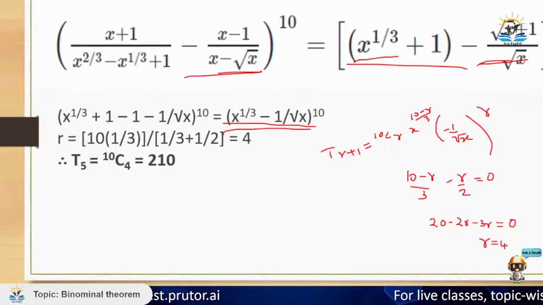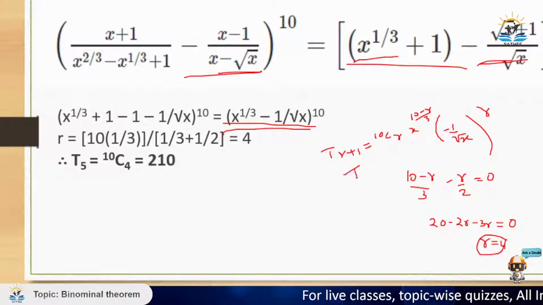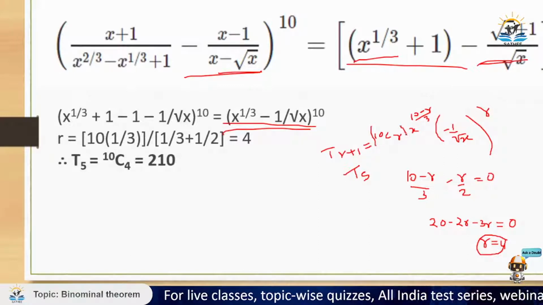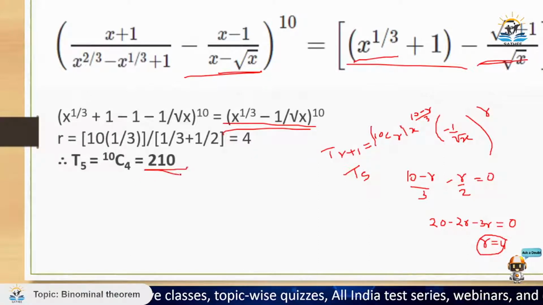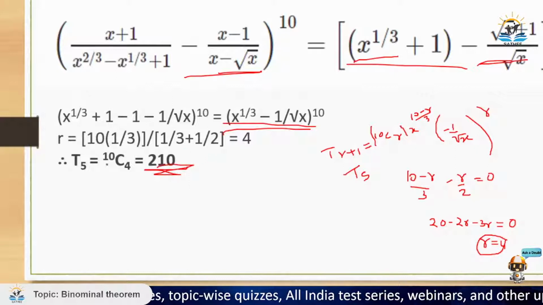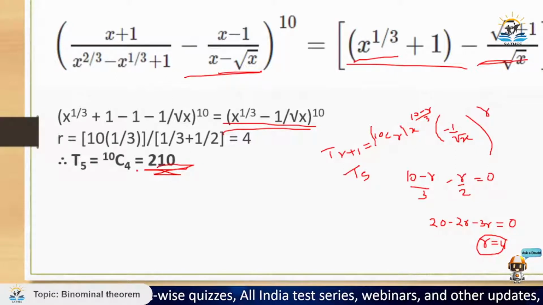So r equal to 4, which means t r plus 1, which is t5. So t5 is the term which is independent of x. t5 is known as the independent term, and the coefficient of the independent term would be 10c4, and 10c4 is nothing but 210. So 210 is the binomial coefficient of the independent term.